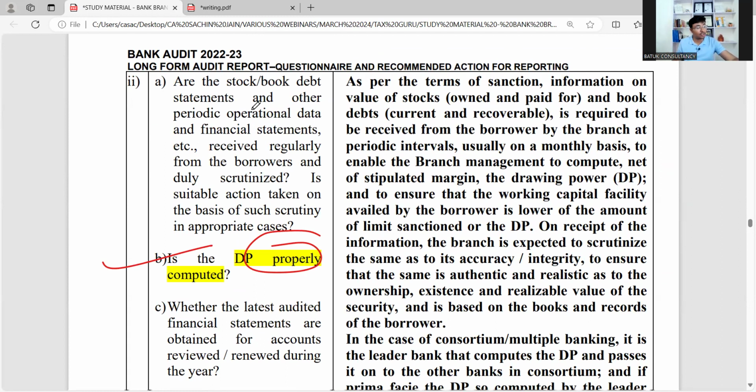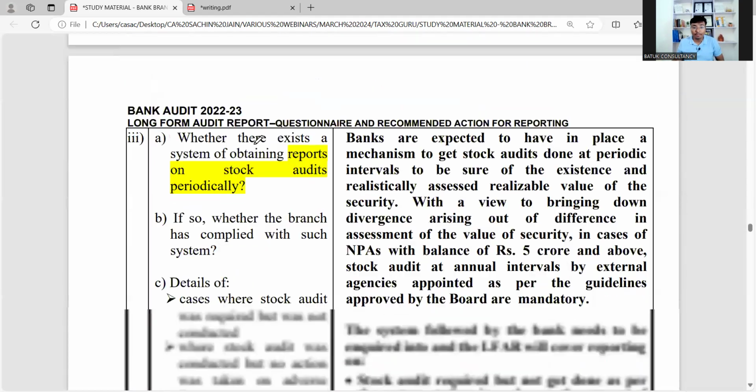We need to check that the stock and book debt statement is submitted and the data is operational or not. When we are checking the stock statement, we need to be very careful that the stock given is of goods in which that person is actually trading. It should not be that the goods in the stock statement are entirely different. So this is also a situation to watch for.